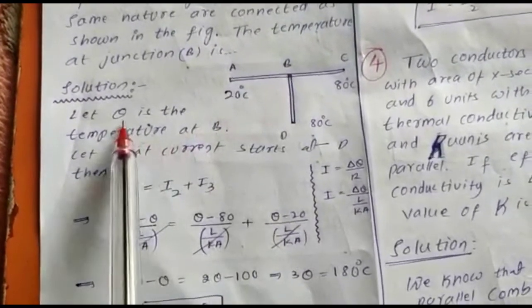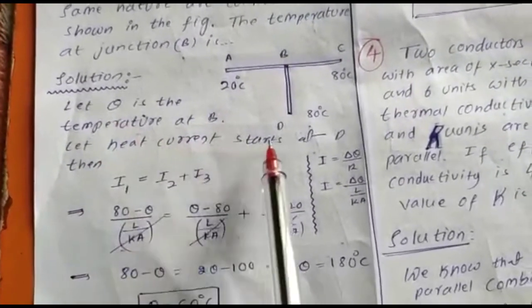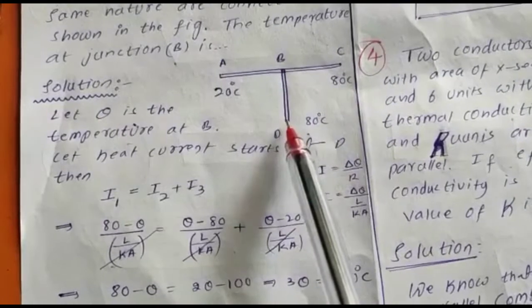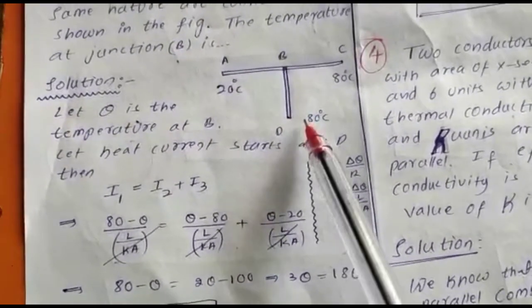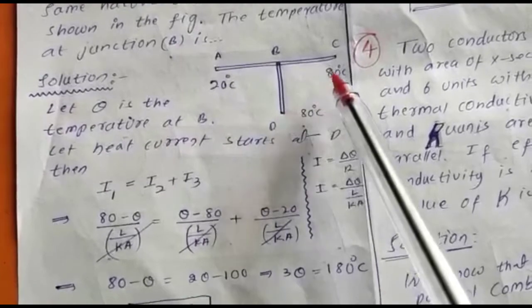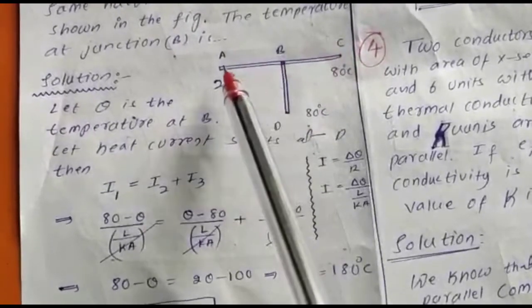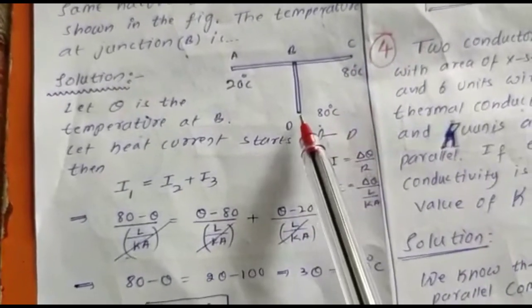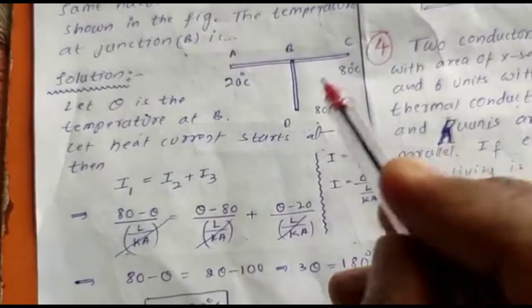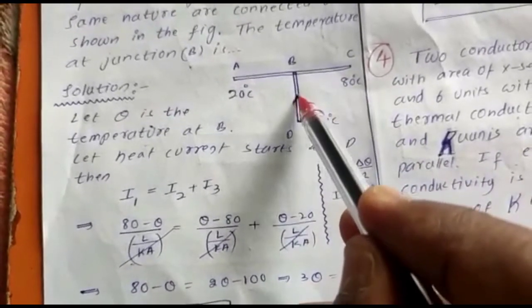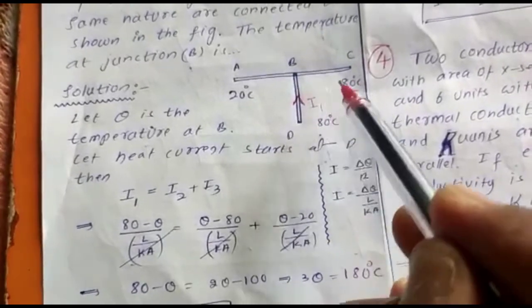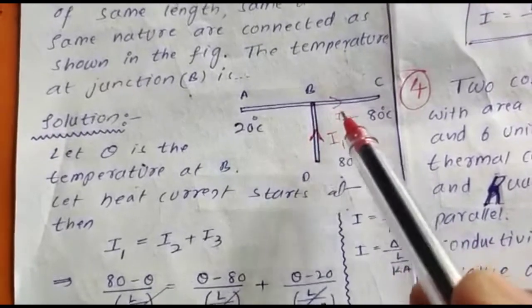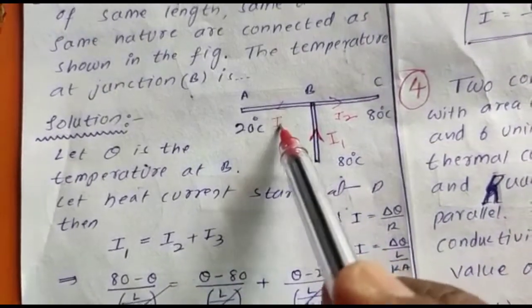Let the heat current start at D. Here is one important observation: the thermal current may start from D, or from C, or from A. You can select any one starting point from the figure. I am assuming that the current is flowing from D. Let this current be I1, the current in this branch I2, and the current in this branch I3.